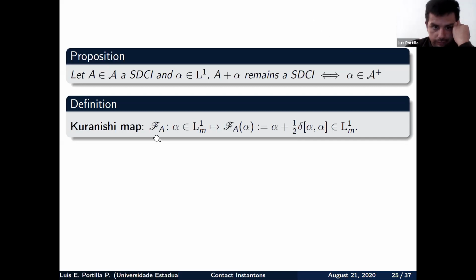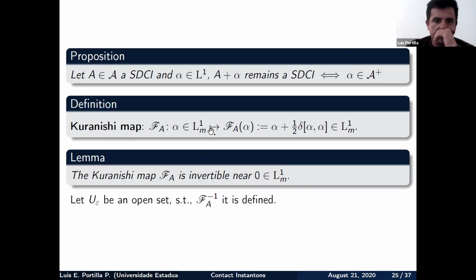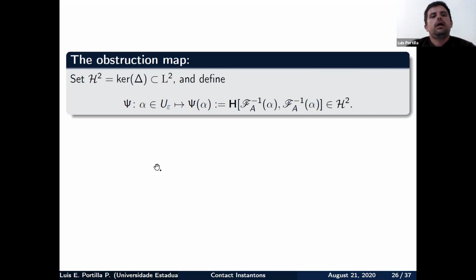We define the Kuranishi map by this formula, where delta is the composition of the formal adjoint of D with the Green operator. And this map is invertible near 0 inside L1. We denote this neighborhood where this map is invertible by U epsilon. We define the structure map by this formula, taken by the harmonic part of the image by the inverse of the Kuranishi map. This is the bracket in the Lie algebra.